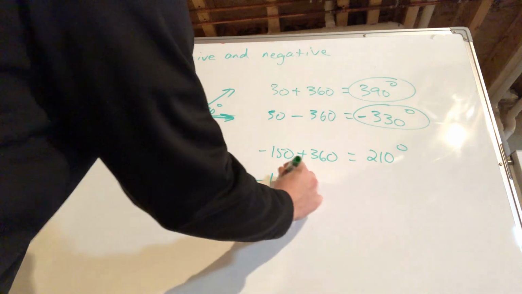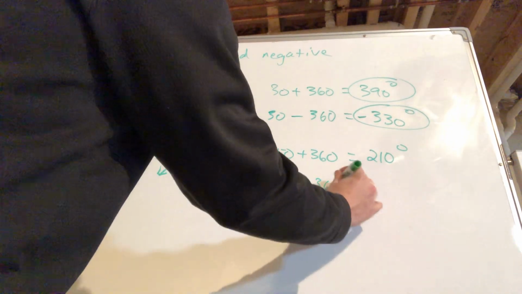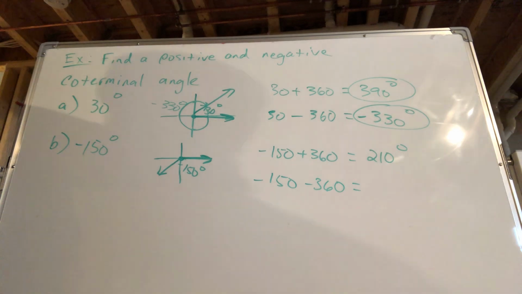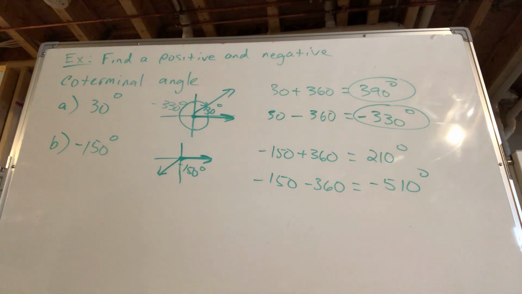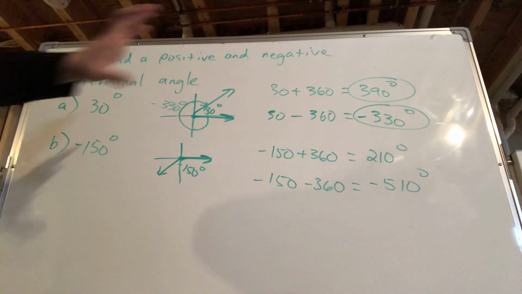Negative 150. To find a negative coterminal angle, I can subtract 360, go around the other direction. So negative 150 minus 360, is that negative 510? I'm hoping I'm right on that. I'm doing this in my head. I do have a calculator, but I just want to make sure I'm right here. Negative 150 plus 360. Yep, 210. Negative 150 minus 360. Whoops. Negative 510. Okay, so that's the idea.